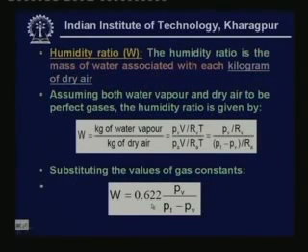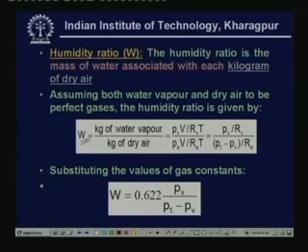Next important property is called the humidity ratio, and the symbol is capital W. It is defined as the mass of water vapor associated with each kilogram of dry air. It is important to note that this is the mass of water vapor associated with each kilogram of dry air. And we can get an expression for this, assuming both water vapor and dry air to be perfect gases. The humidity ratio is given by this expression.